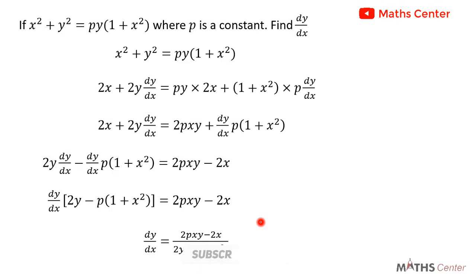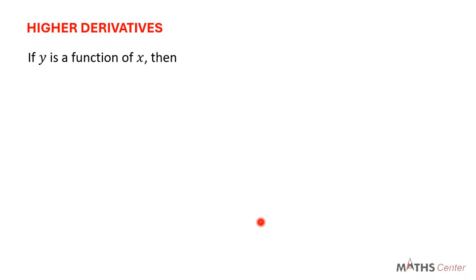You differentiate each term in the function. If you have a product, you differentiate it as a product using the product rule. And always remember that when you differentiate a term containing y, you have to indicate that by multiplying it by dy/dx. Now let's consider the last objective for this lesson, which is higher derivatives.